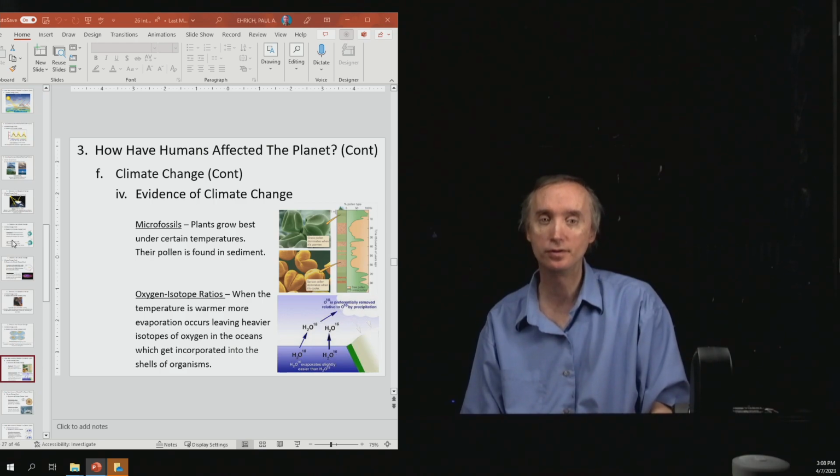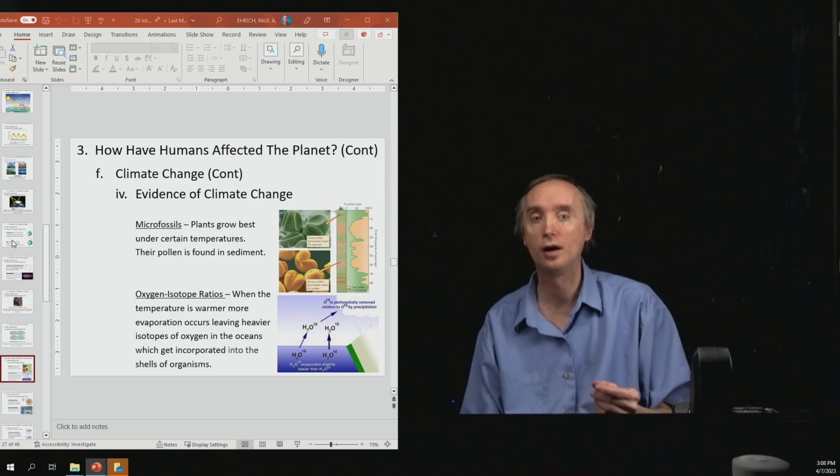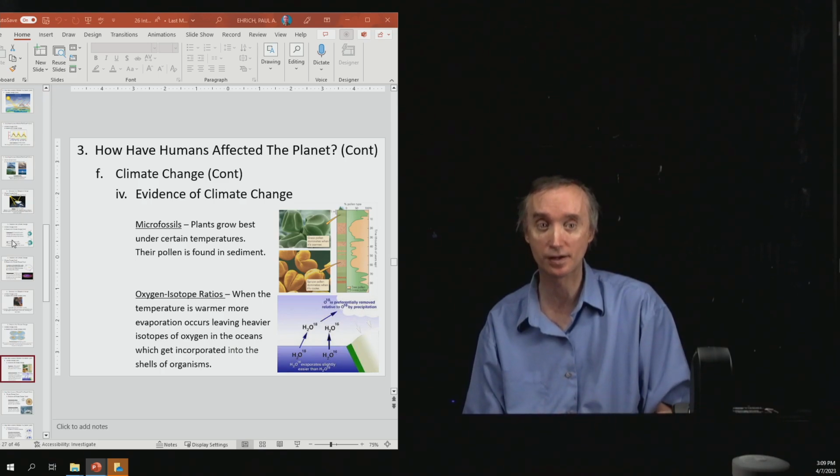And so there are certain kinds of plants that have pollen. And some of these kinds of plants like hot weather, and some of these kinds of plants like cold weather. And so by looking at the kind of pollen that is in sediments, we can figure out what the temperature was like when that pollen was deposited in the sediments.